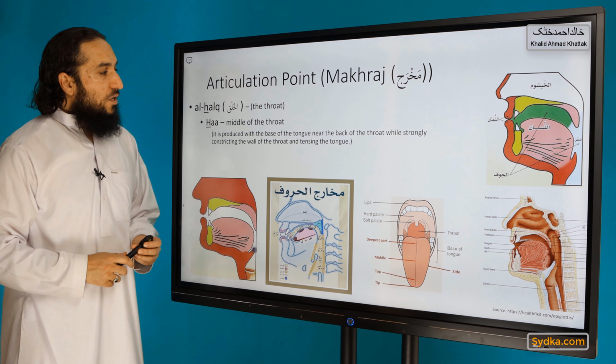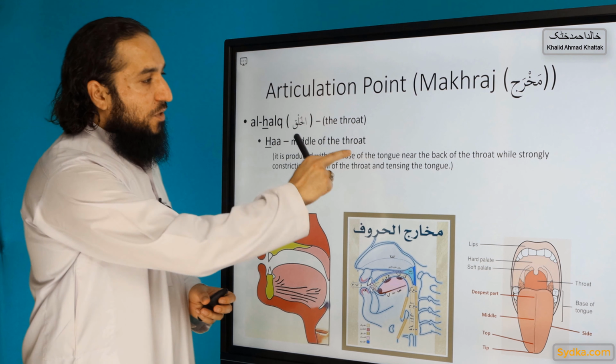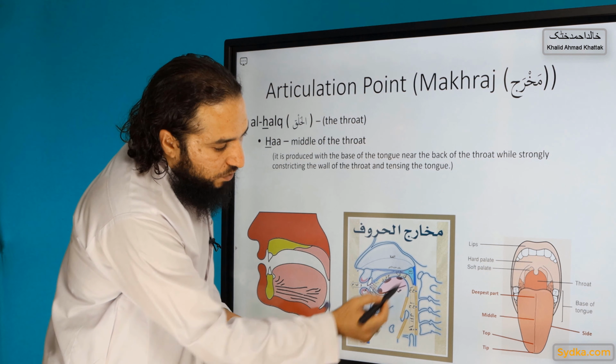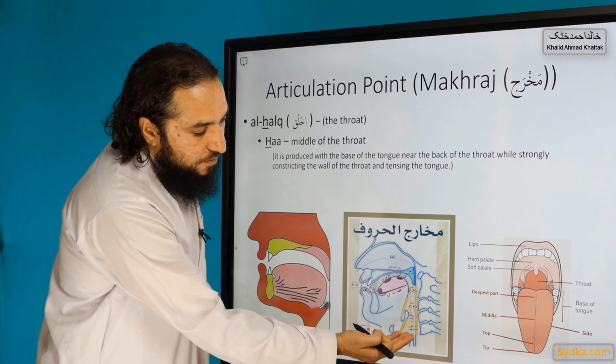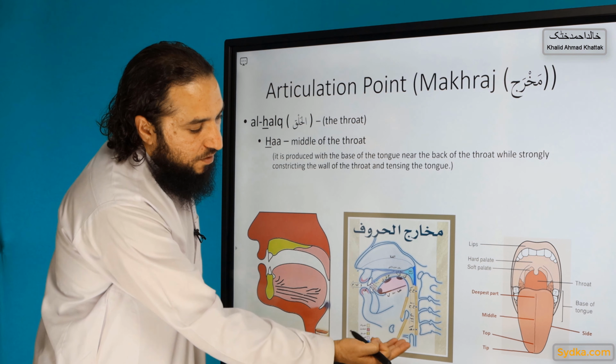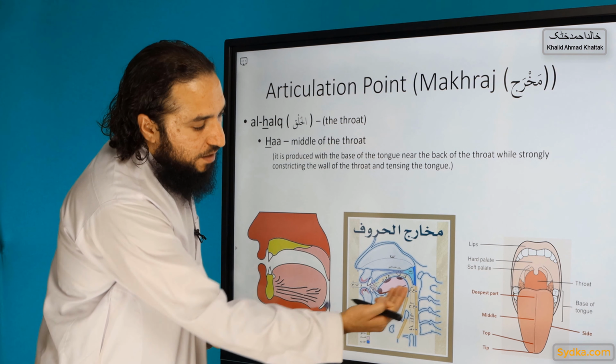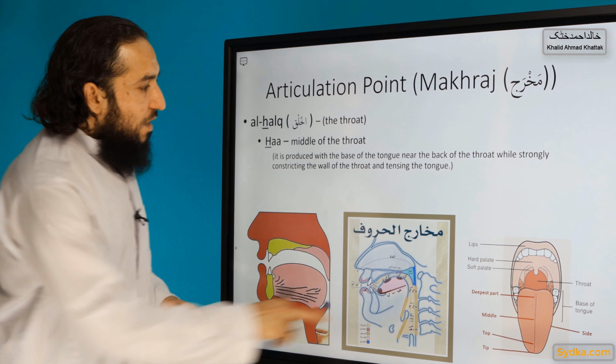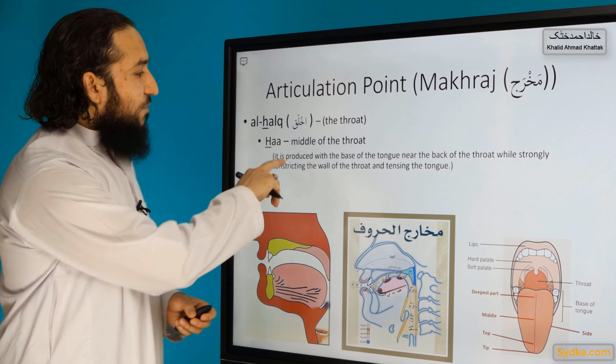So what is its makhraj? It comes from the middle of the throat. So basically the throat has 6 letters, from the farthest from the mouth, the middle, and the nearest to the mouth. And this one is from the middle of the throat.